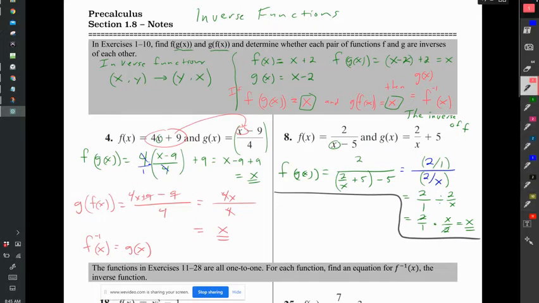For the second part, when I switch the order, g of f of x. That's going to get me the g on the outside, so I'm going to leave this 2, division, the plus 5 stays, and now I'm doing 2 over x minus 5, all in place of that little x that was there. And we get that same situation.